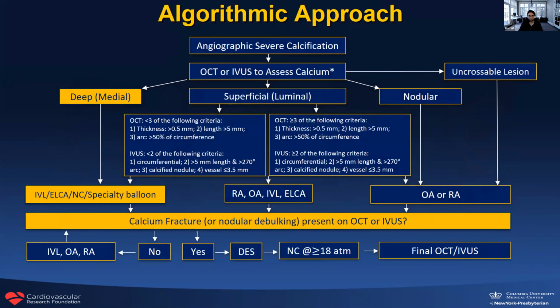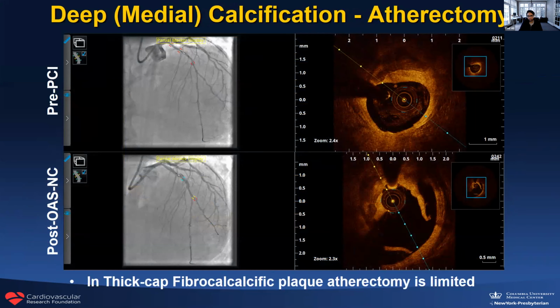So let's take an example of deep calcium. In these situations, or thick cap, intravascular lithotripsy, laser, non-compliant, or specialty balloons may be of the greatest utility. Let's take a look together. Here's an example of a patient who has a thick cap calcification. This is the pre-PCI OCT.